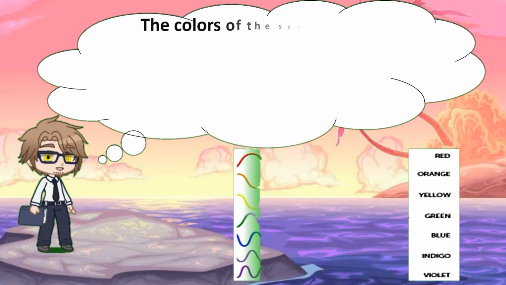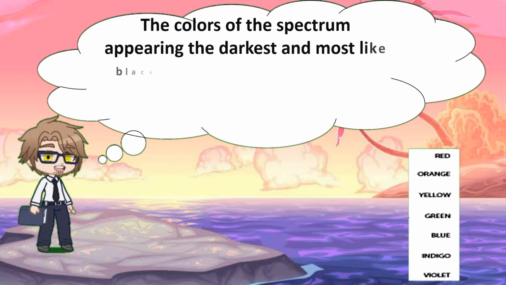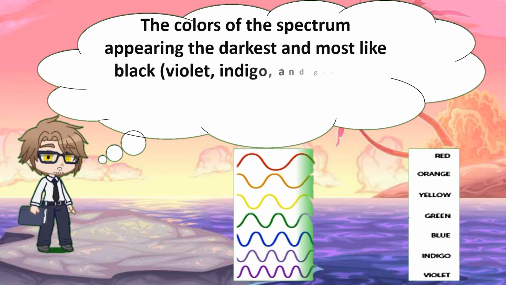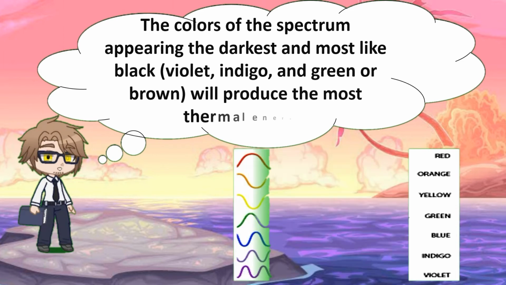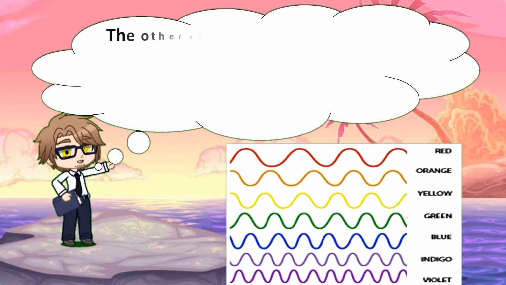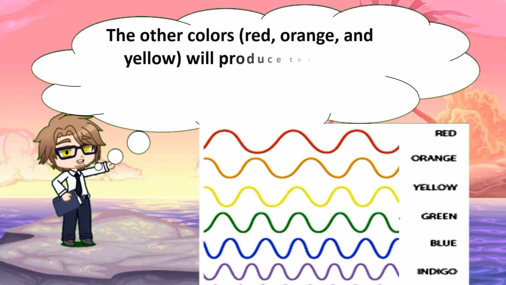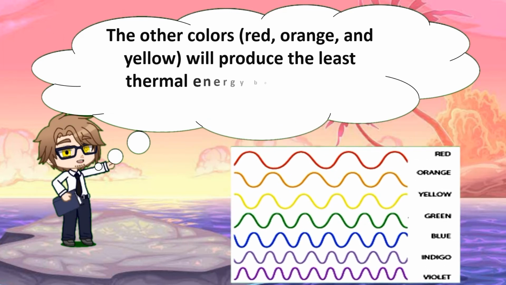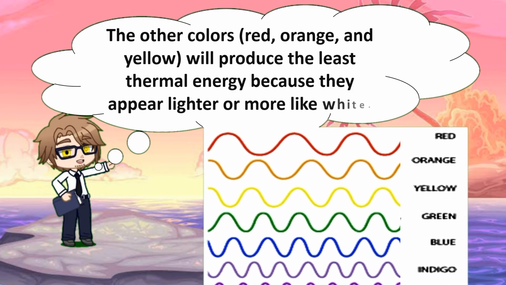The colors of the spectrum appearing the darkest and most like black, violet, indigo, and green or brown, will produce the most thermal energy. The other colors, red, orange, and yellow, will produce the least thermal energy because they appear lighter or more like white.